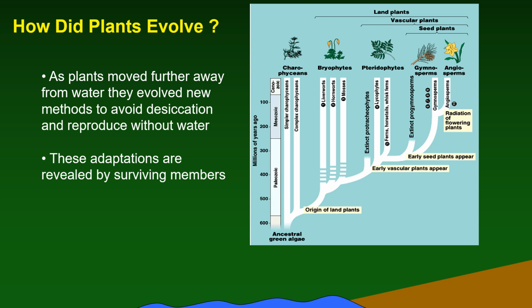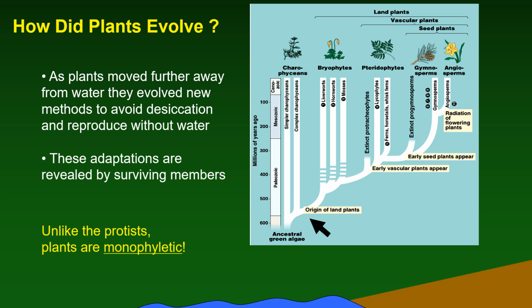But they ultimately gave rise to the bryophytes, which are the mosses, and their allies. And then the bryophytes gave rise to the pteridophytes, which are ferns and their close cousins. And then they gave rise to the gymnosperms, which includes the conifers, which then gave rise to the angiosperms. And of course, we still have all of these groups around today.